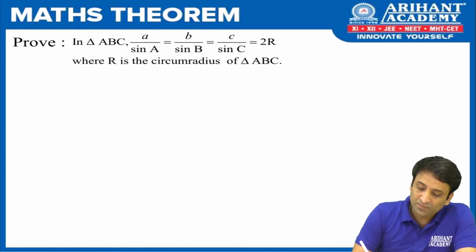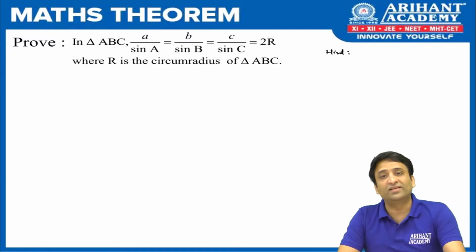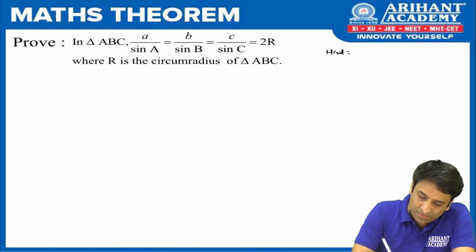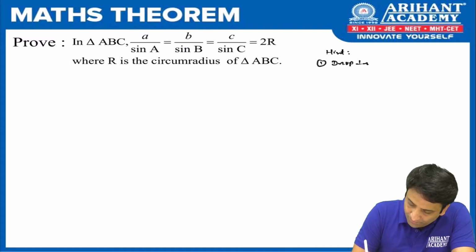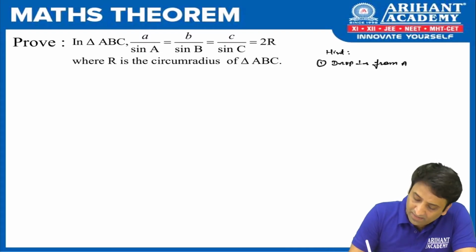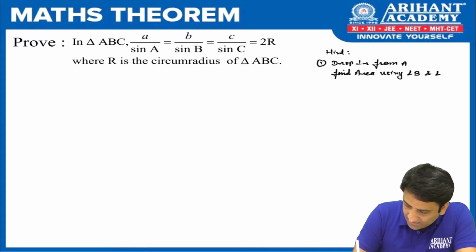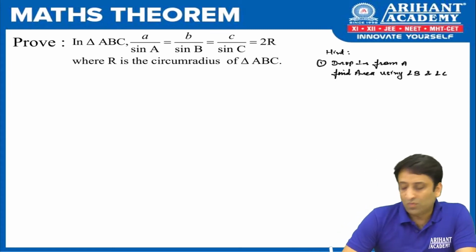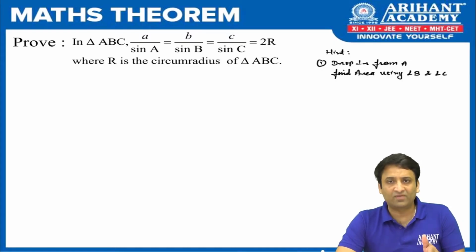Now to remember this proof easily, let us list out a few hints by which we can remember this proof very easily. So my hint number one will be, drop perpendicular from A. Now actually you can drop it from any point, but let us fix A, and find area using angle B and angle C. What I mean by this, I'll be explaining in the proof, but just first remember hint number one is to draw perpendicular from A and find area using angle B and angle C.